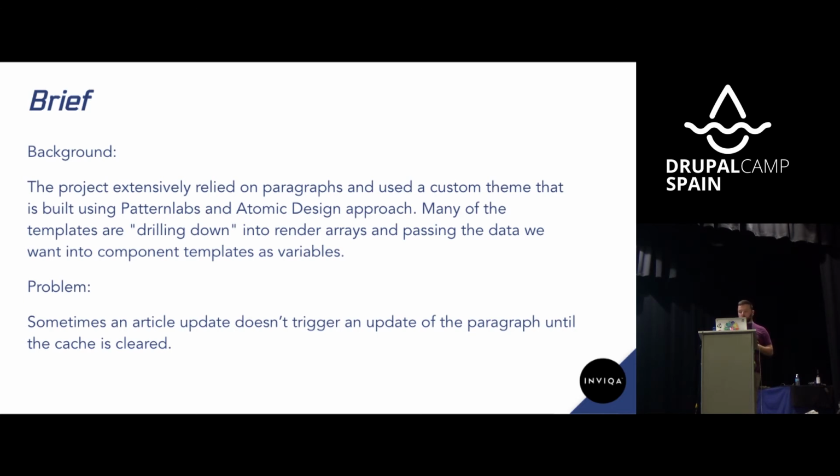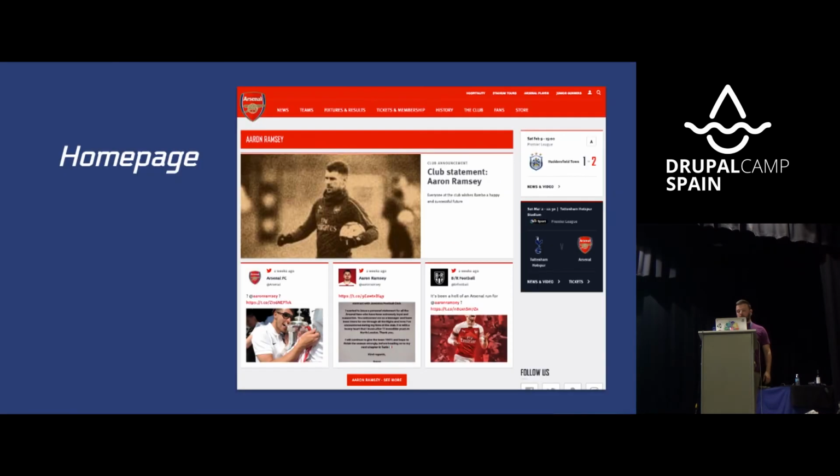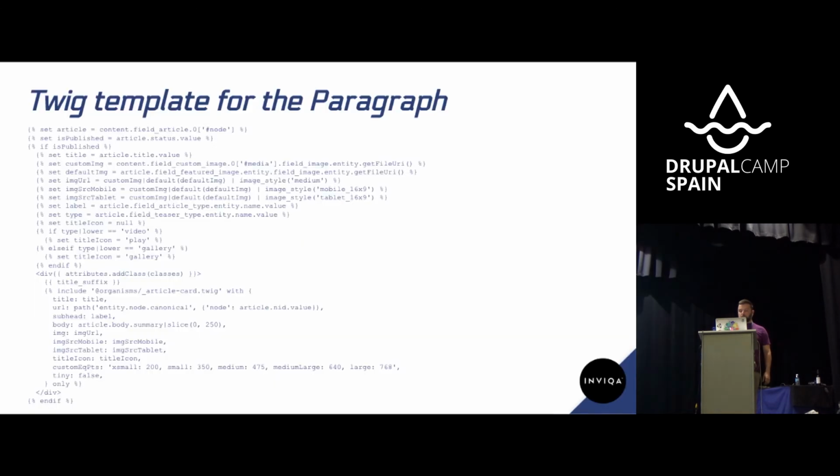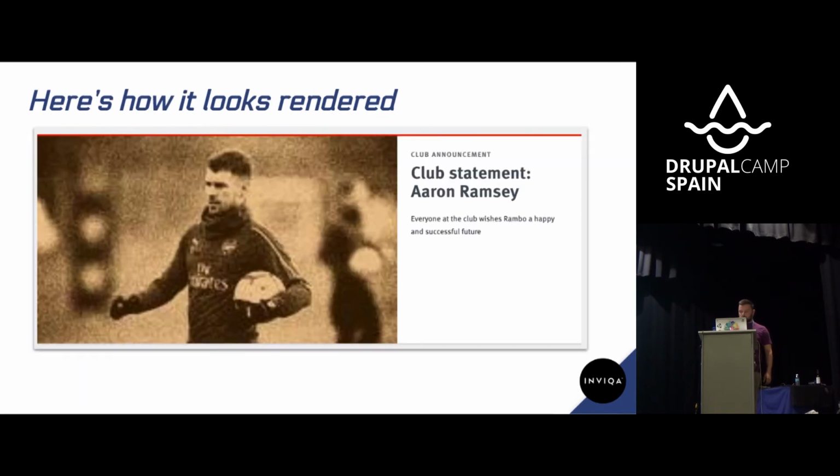And the problem that was reported was that sometimes the article teaser card would not update as soon as the actual node was edited. So here's the page we're talking about. That's the card that was having problems, and that's its template code. I will trim it down a bit so it will be easier to read. So that's how it looks rendered. From the business perspective, everyone was happy because it looked exactly the way they wanted, it did exactly what they wanted, and it was delivered on time.